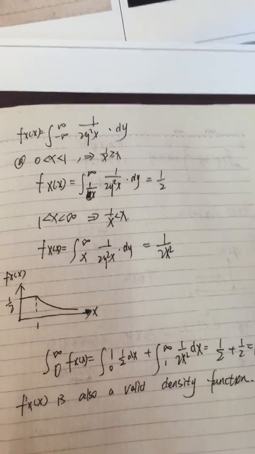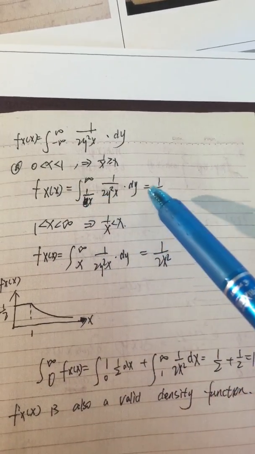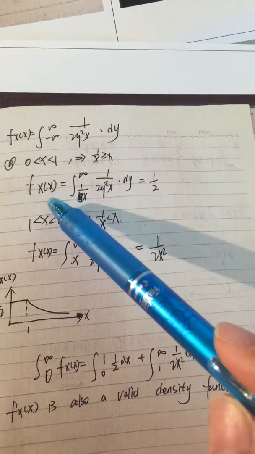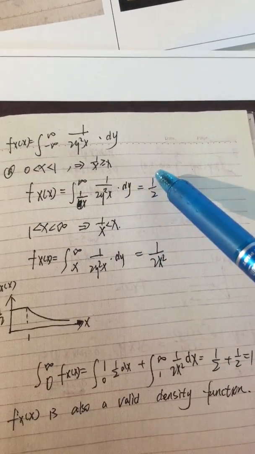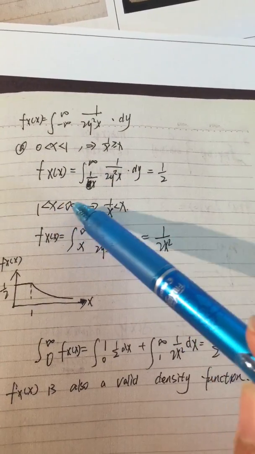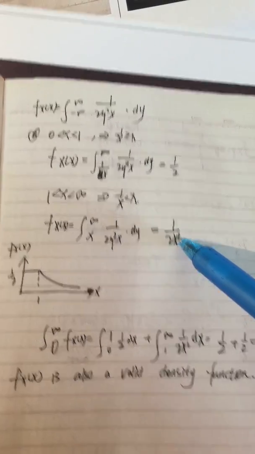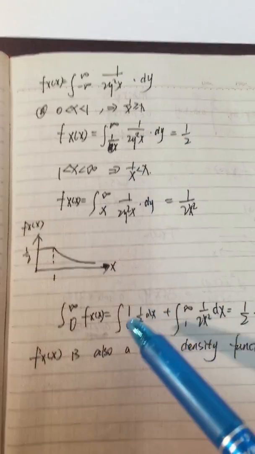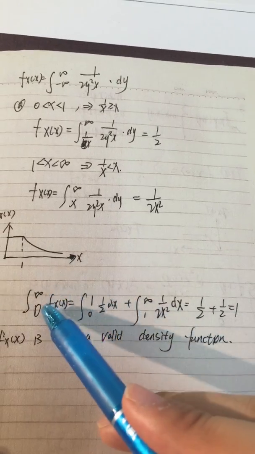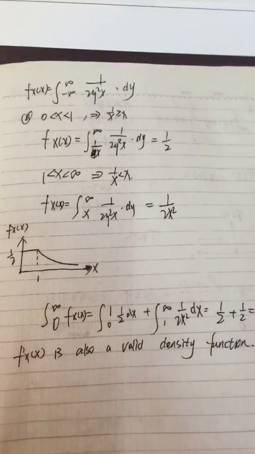Similarly for x, according to the definition, we use the formula to calculate fx from fxy, which is equal to 1 over 2. For x greater than 1, and for x smaller than 1, this is 1 over 2 multiplied by x squared. This is the plot, and we check if it is a valid density function. From 0 to infinity, the integration of fx equals 1. So this is also a valid density function.